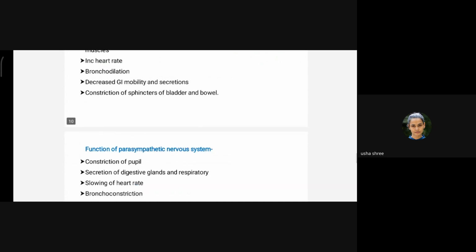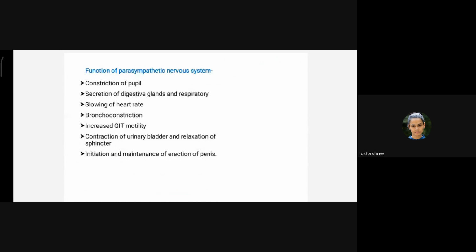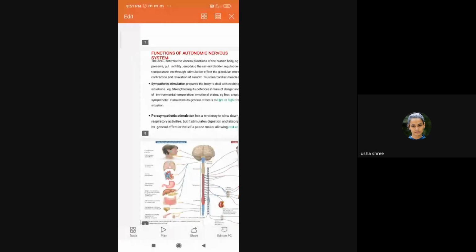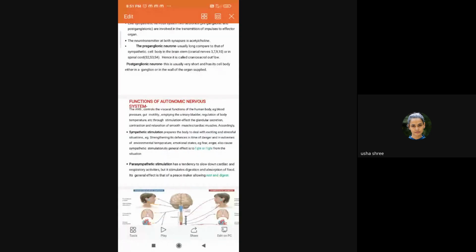Now, functions of the parasympathetic are constriction of pupil, secretion of digestive glands and respiratory system, slowing of heart rate, bronchoconstriction, increased GIT motility, contraction of urinary bladder and relaxation of sphincter, initiation and maintenance of erection of penis. So this is all about the autonomic nervous system, and it is 8:51. We should stop the class.